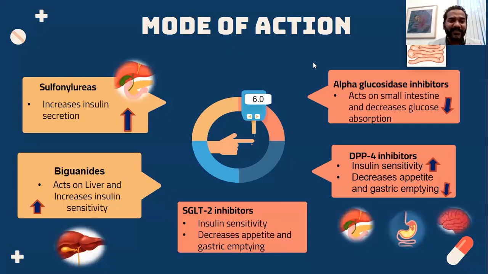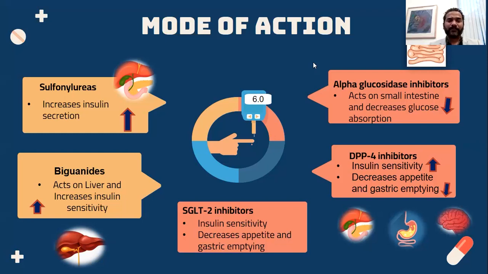Briefly, we'll see the mechanism of action. Sulfonylureas increase the insulin secretion from the pancreas. Drugs like metformin, the biguanide class, act on the liver and improve insulin sensitivity. DPP4 inhibitors basically increase the insulin secretion and decrease the appetite, so they act on the liver as well as our GI tract. Alpha glucosidase inhibitors act on the intestine and decrease the glucose absorption. So these are various classes and they act by different mechanisms of action.